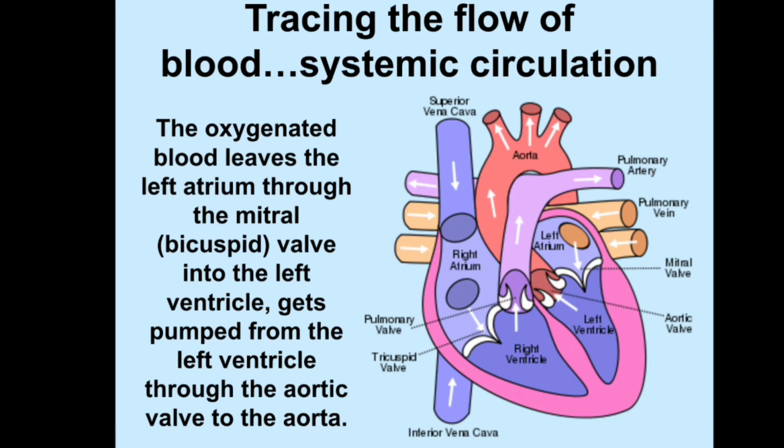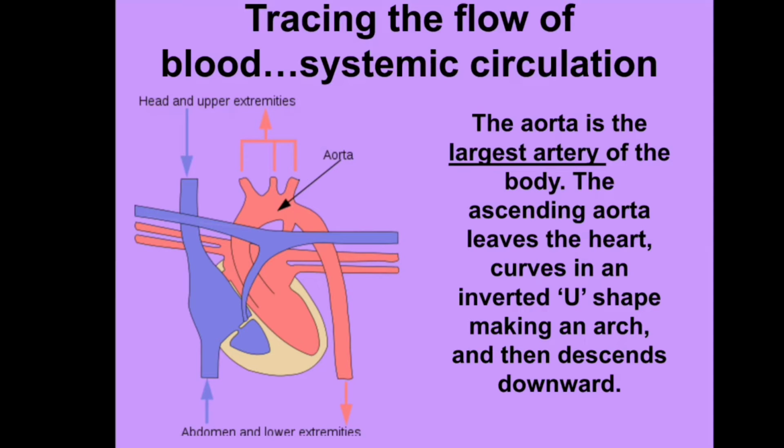The oxygenated blood leaves the left atrium through the mitral valve, which is bicuspid, into the left ventricle, and gets pumped from the left ventricle through the aortic valve to the aorta. Then, the aorta is the largest artery of the body. The ascending aorta leaves the heart, curves in an inverted U shape, making an arch, and then descends downward.